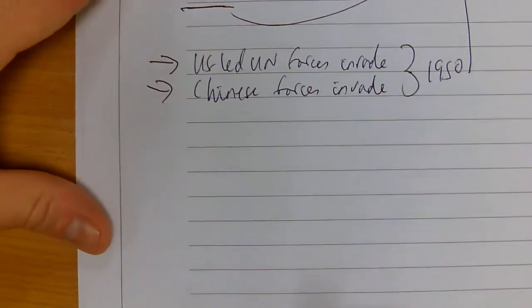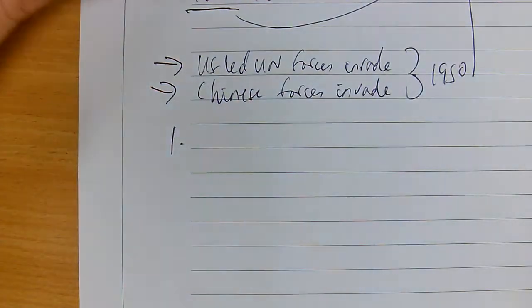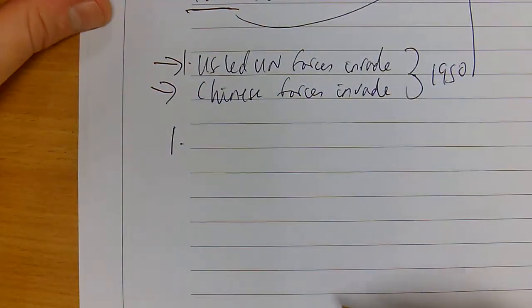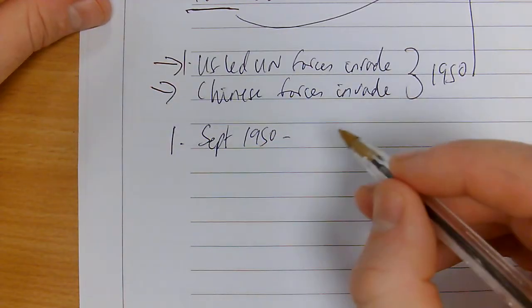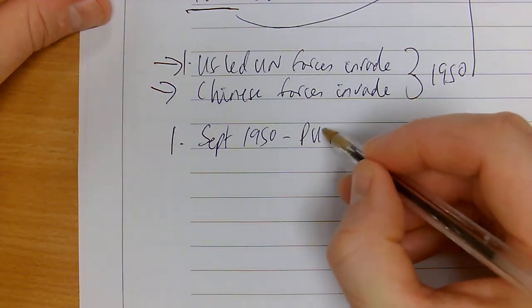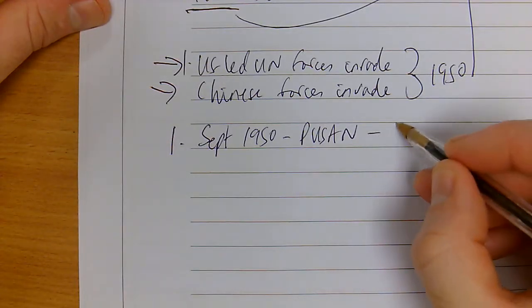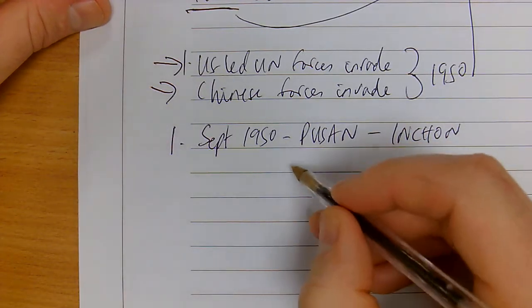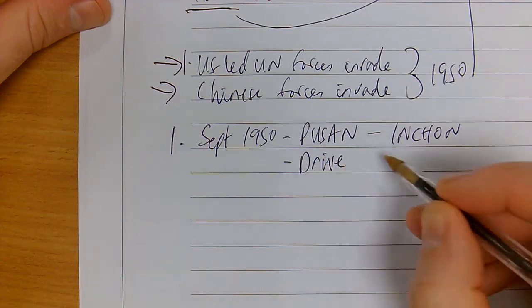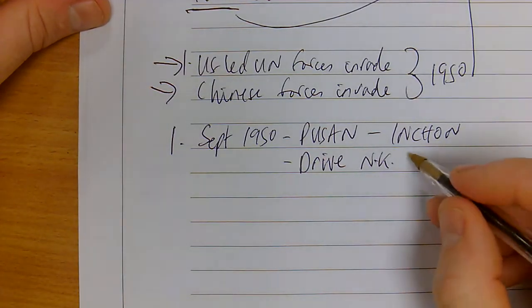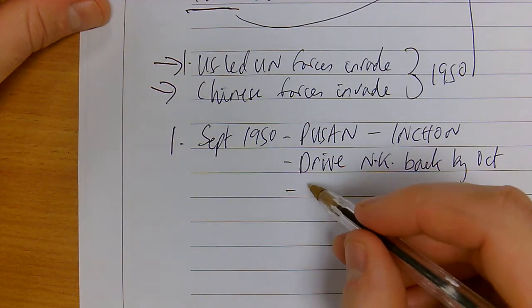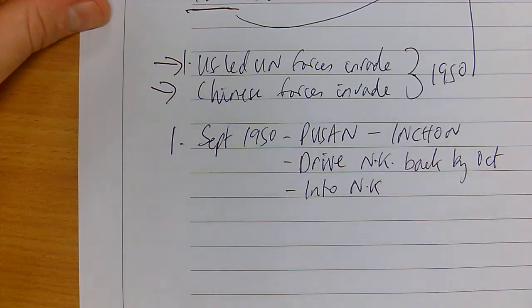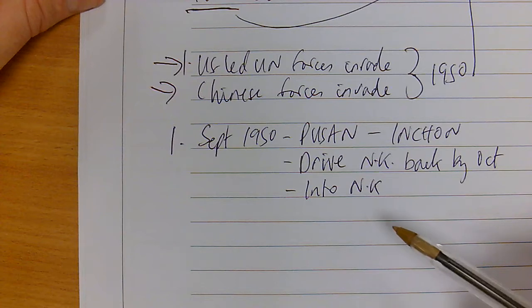So let's think then about why that is the case. I'm not writing it out here, but I'm just going through my thought process and thinking about the kind of evidence I would use. So number 1, do you remember, hopefully, that it was in September 1950 that these forces land in, first of all, a place called Busan, and then in Incheon, and we maybe can remember that they drive the North Korean forces back by October, and in fact they go all the way back into North Korea. So they have enormous success.